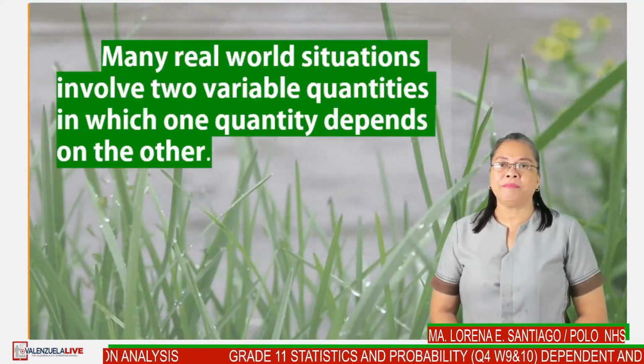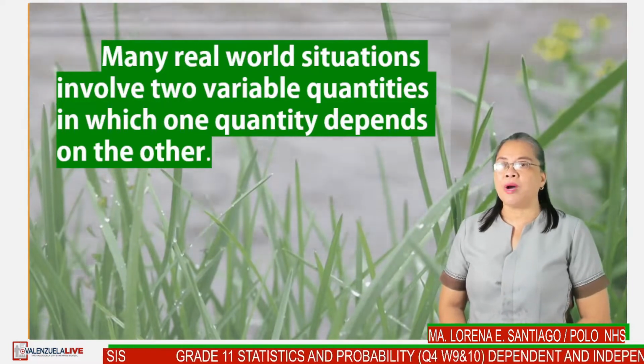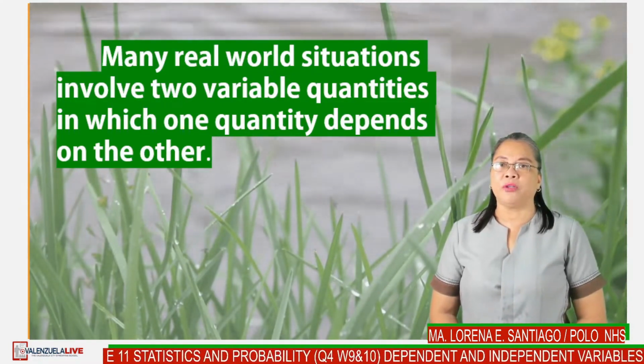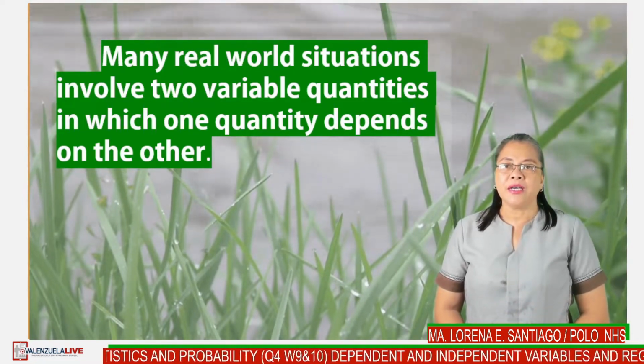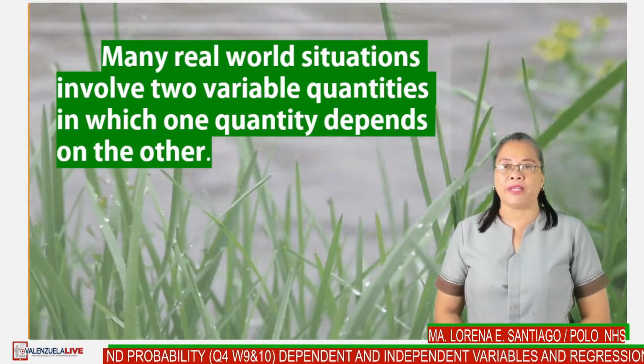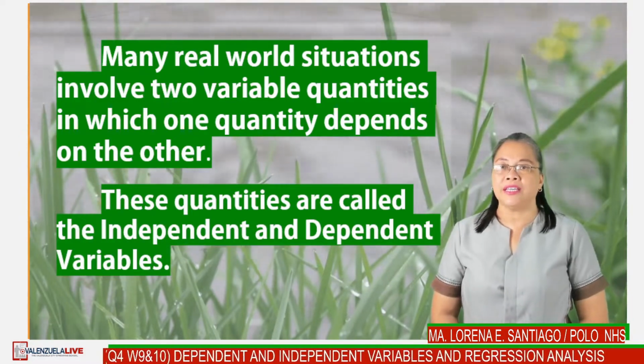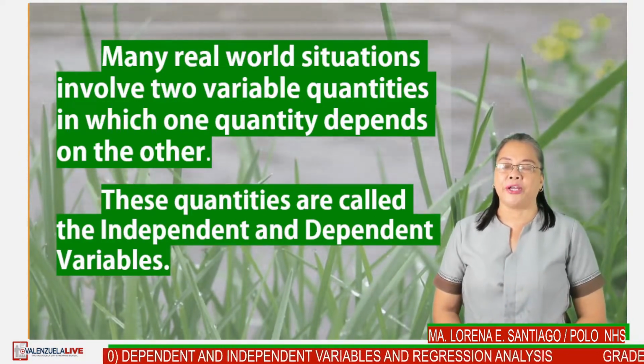Before we begin, let us first remember what variables are. Many real-world situations involve two variable quantities in which one quantity depends on the other. These quantities are called the independent and dependent variables.